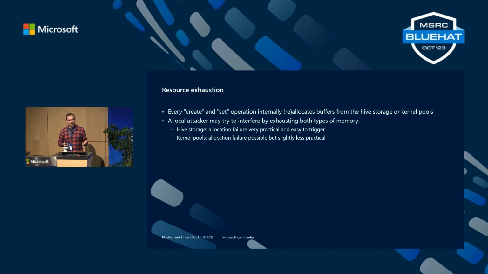First of all, Hive storage, which is very practical for a local attacker to actually exhaust, and also the kernel pools as well, which is slightly less practical because normally you have more memory that you can use for kernel pools. If you exhaust all of the kernel pool memory and the system is out of memory, then if the kernel cannot allocate a few kilobytes from the kernel pool, it may crash somewhere else before we can even reach the code that we want to target for the vulnerability.